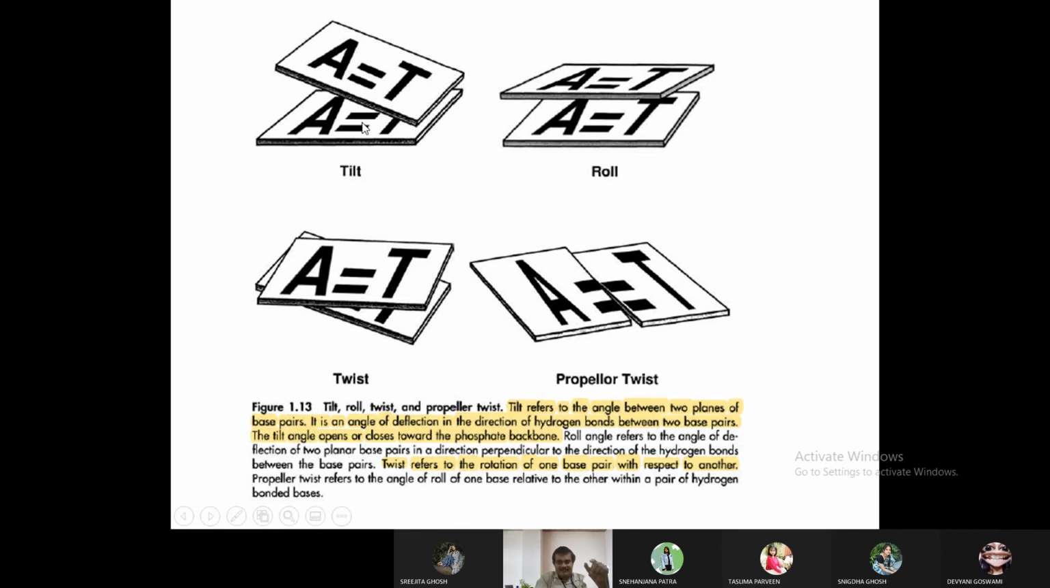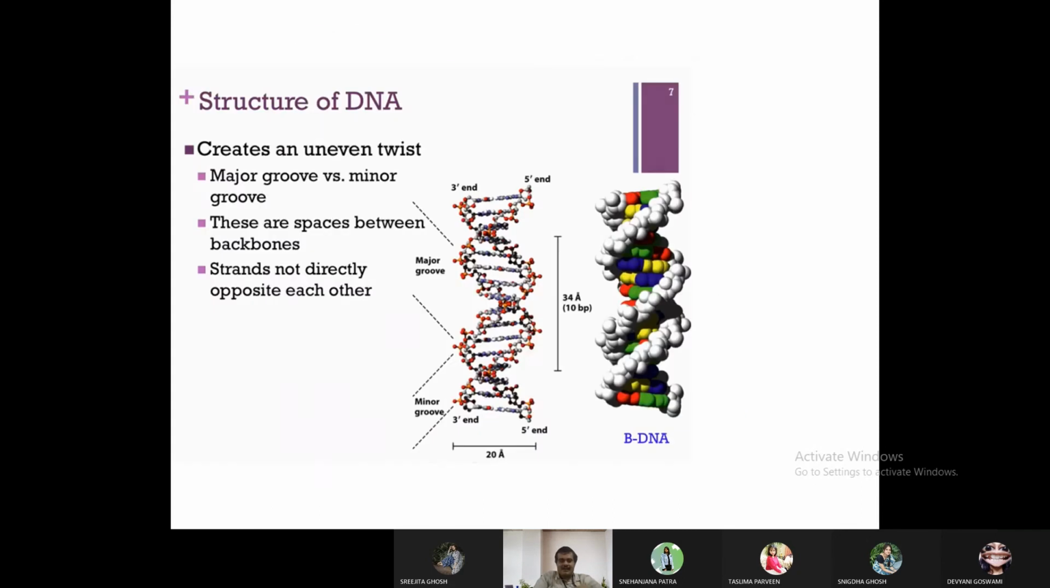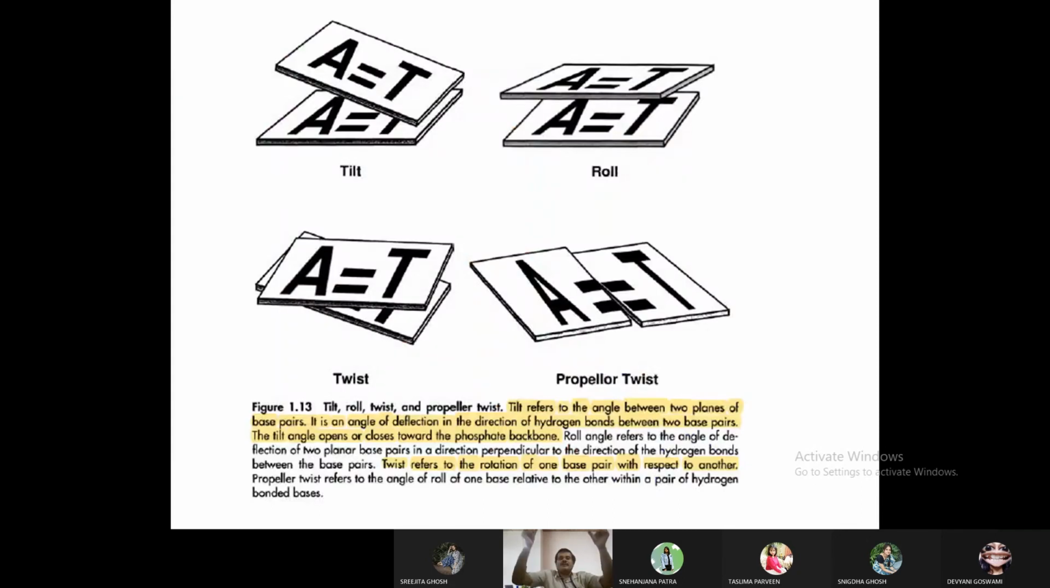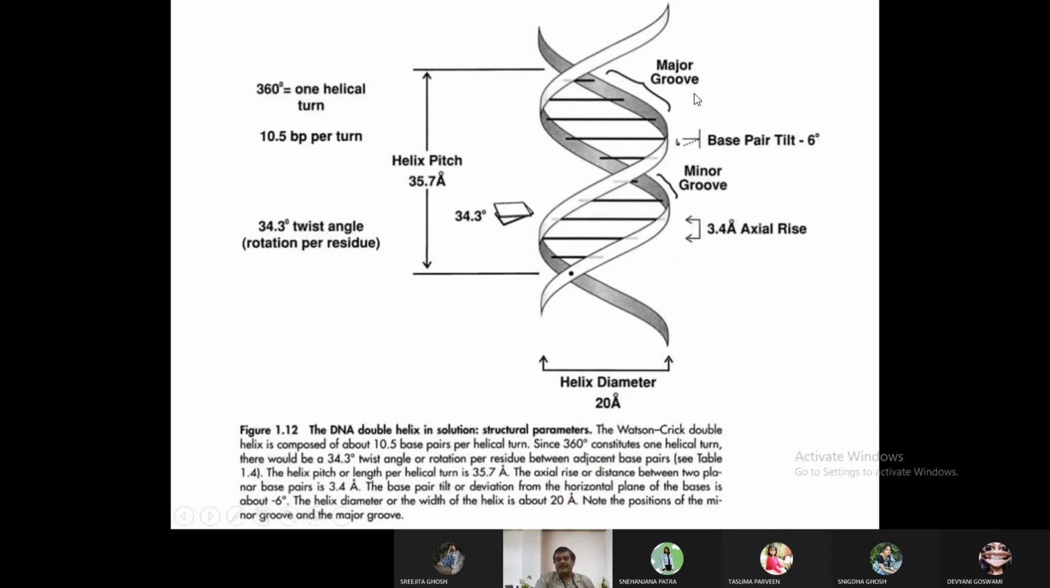Exactly the same thing is happening over here. Look at this tilt figure here. In the tilt, one base pair just gets tilted by the side of the sugar phosphate backbone. So these are the sugar phosphate backbones. Look at my hand. These are the two bases. So by this axis, towards the sugar phosphate backbone, one base is a little bit tilted compared to the other. And what is this tilt angle for B-DNA? This tilt angle is minus 6 degrees.